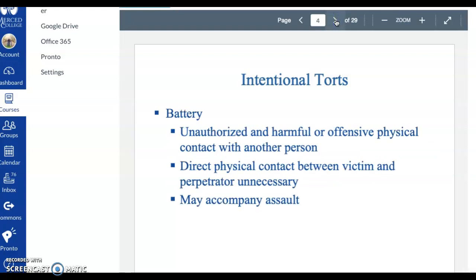Battery is the other side of it. So this is the harmful or offensive contact with another person. Direct physical contact is necessary to the degree that there must be some sort of physical contact to the individual, but it could be, say, to their vehicle or to a purse that's immediately on their body. Those will count as battery as well.